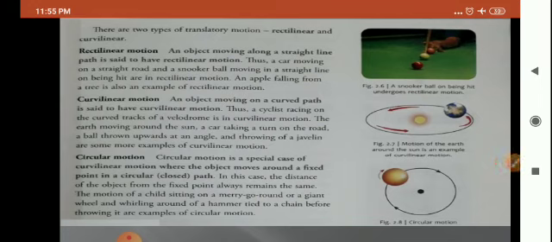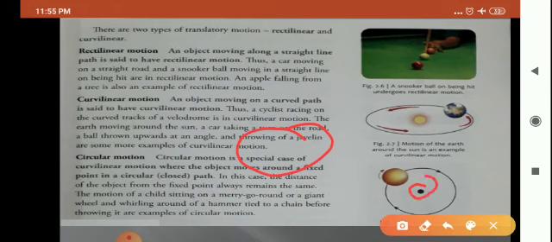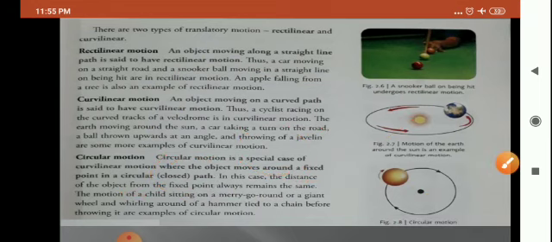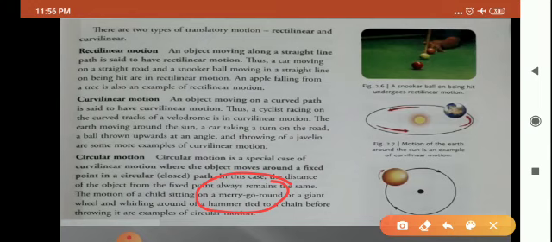Circular motion is a special case of curvilinear motion where the object moves around a fixed point in a closed circular path, and in this case the distance of the object from the fixed point always remains the same. Some more examples are given in your book. The motion of a child sitting on a merry-go-round. You must have seen a merry-go-round in your schools.